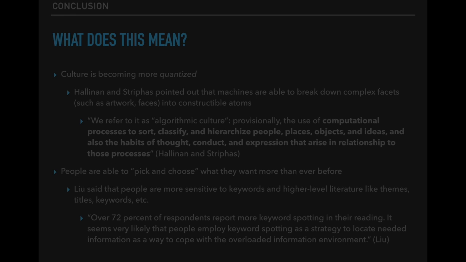And secondly, people are now able to pick and choose what they want more than ever before, as you saw with Summary, for instance, or the CycleGAN. Liu makes note of this, saying how people are more sensitive to keywords and higher level literature. Well, the Summary object is actually a little instance of that. It's an algorithm that can return to you the key components of a news article, so to speak.